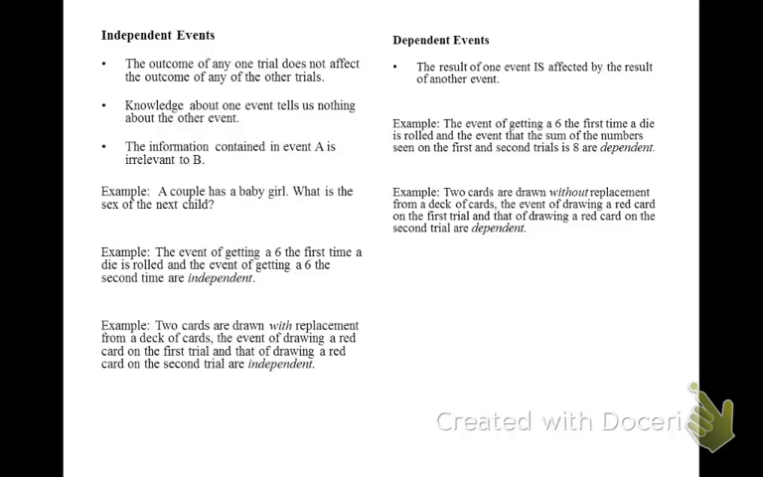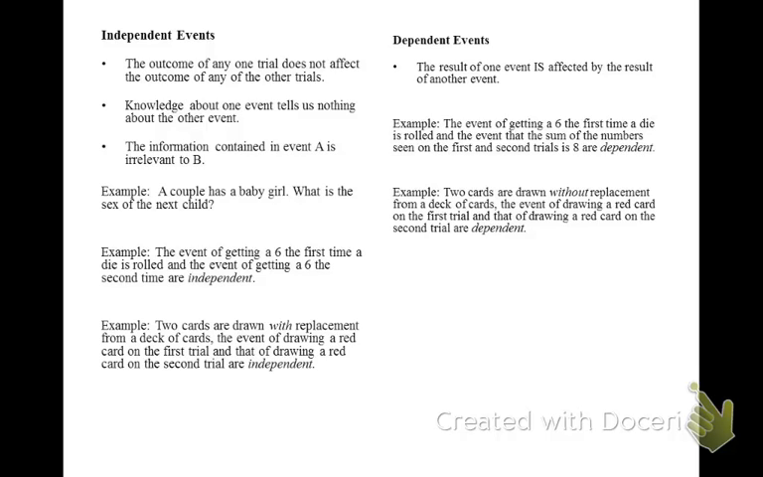Two events are independent if the outcome of any one trial does not affect the outcome of the other trials. In other words, knowledge about one event tells us nothing about the other, or the information in event A is completely irrelevant to the information in event B.